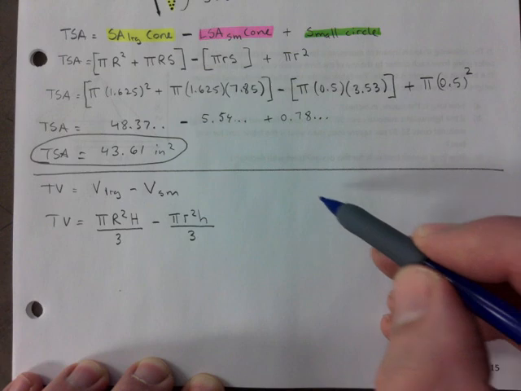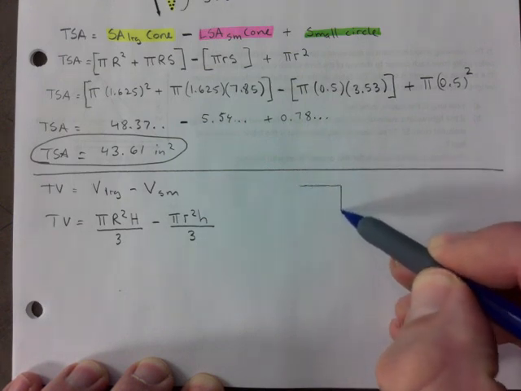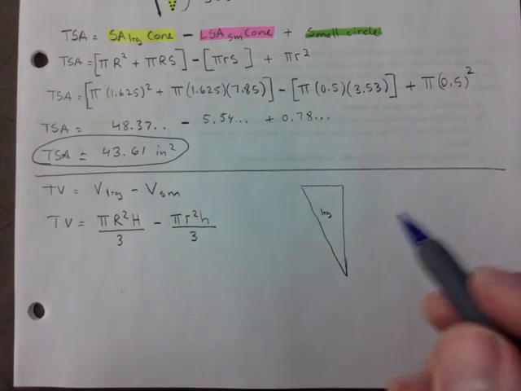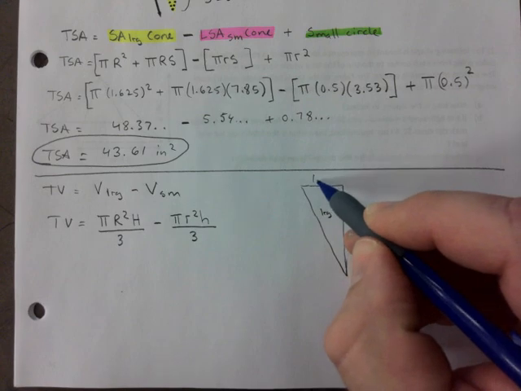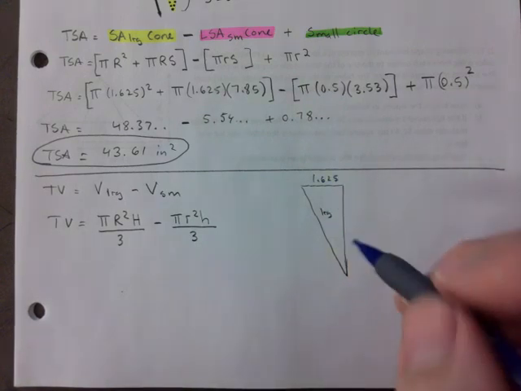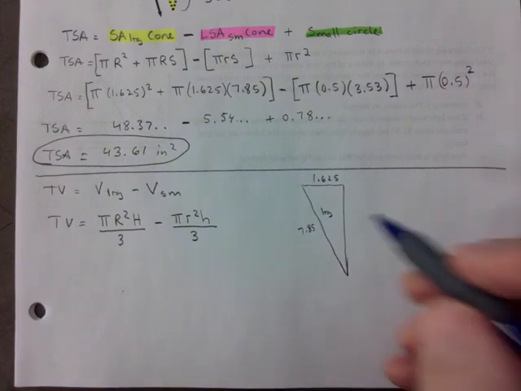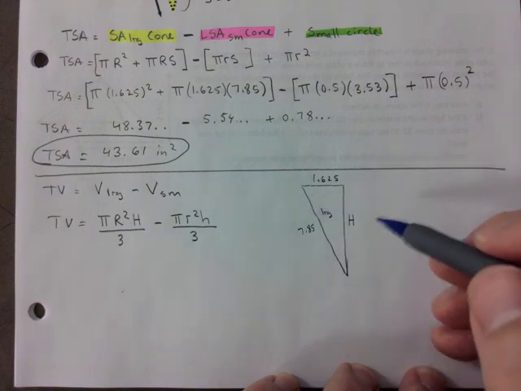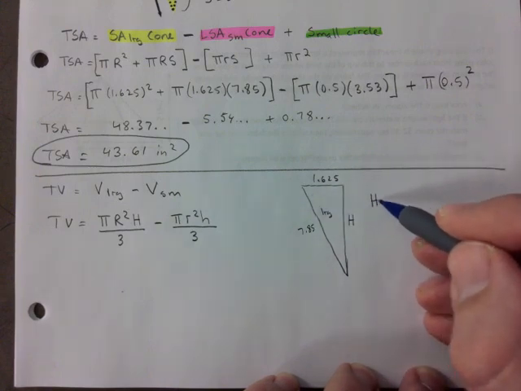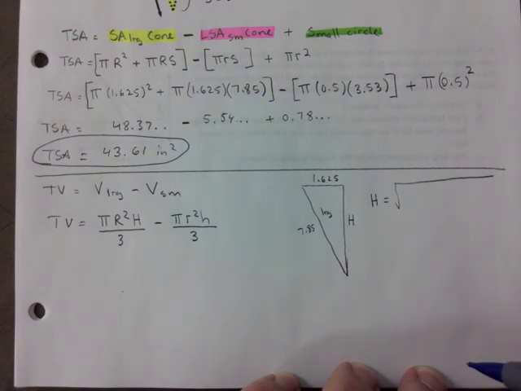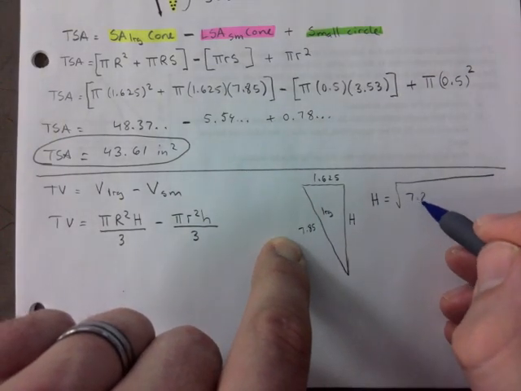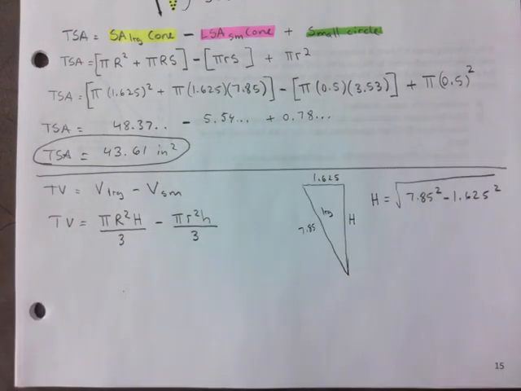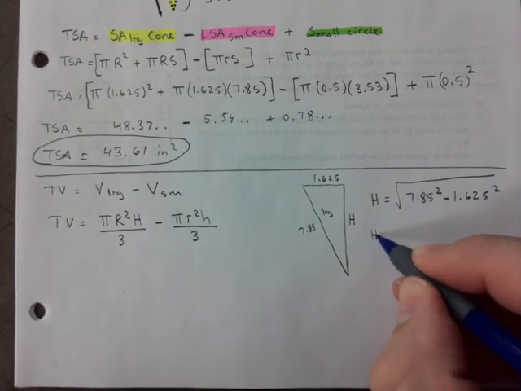So I'm going to do the large one here. Let's see. If I take the large one, I know that the radius is 1.625. I know that this is 7.85. And this is capital H right there. I don't know if you remember, but if you just want one of the legs, you take the hypotenuse, square it, and then subtract the other leg from it. That's basically all that there is to it.